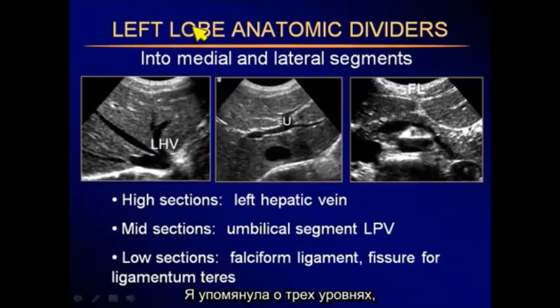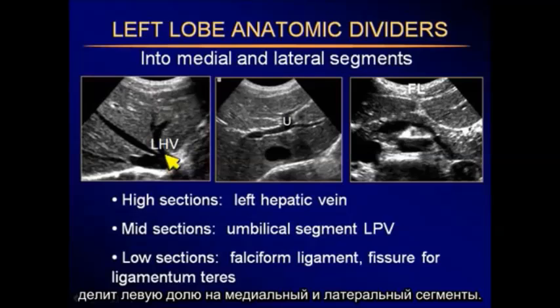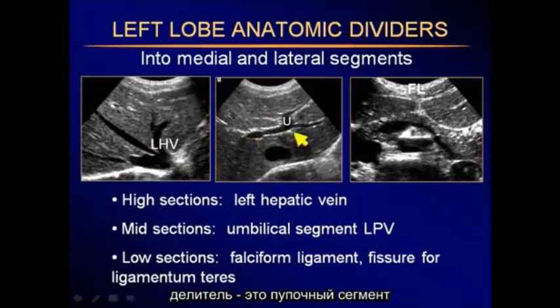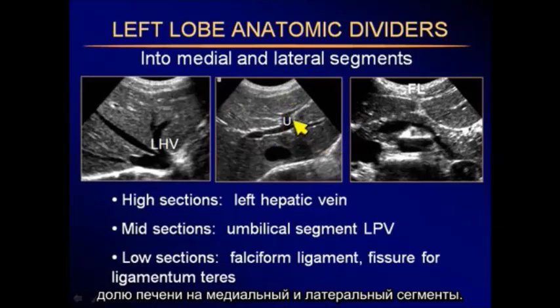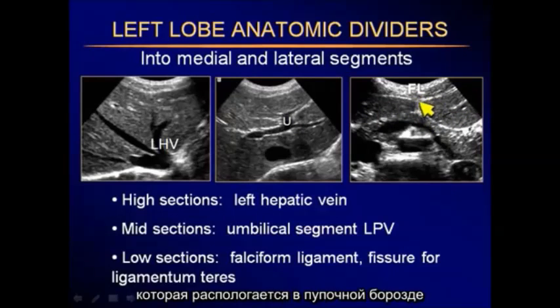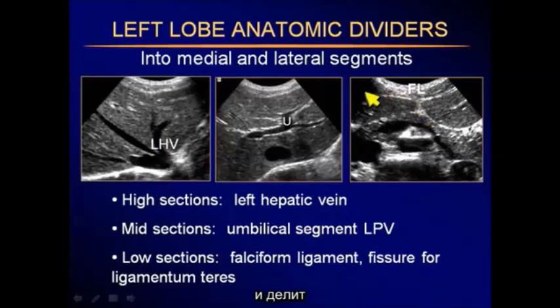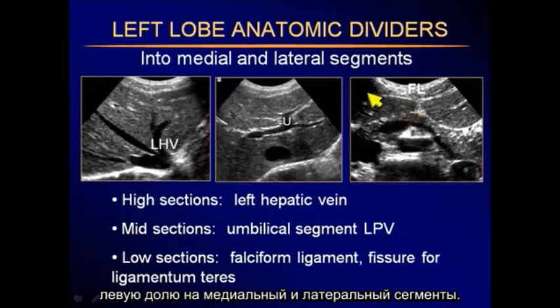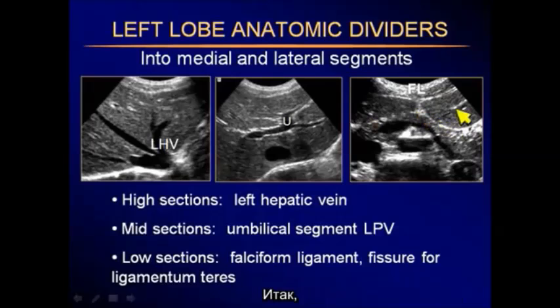I've already mentioned 3. I'd like to put them all together for you. So we have dividers of the left lobe into medial and lateral segments. High up on high sections, it's the left hepatic vein that divides the left lobe into medial and lateral segments. In the middle of the liver, it's the umbilical segment of the left portal vein, which divides the liver into medial and lateral segments. And lower down, where there are no big veins, we have the echogenic falciform ligament coming in and the umbilical fissure dividing the left lobe into medial and lateral segments. So superior, mid, and inferior parts.